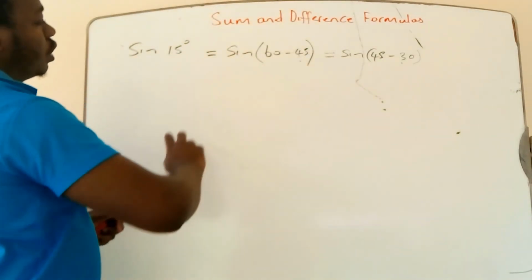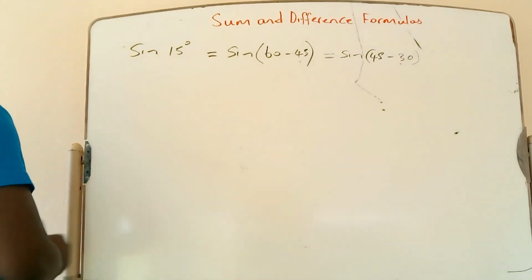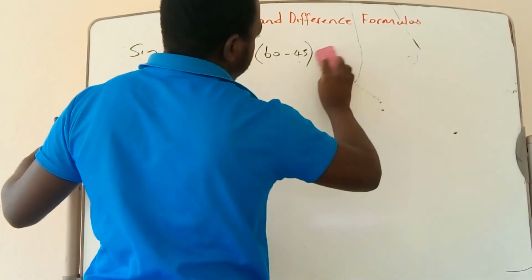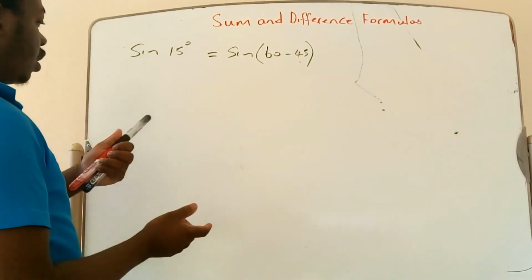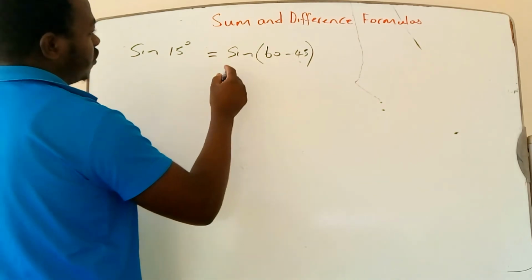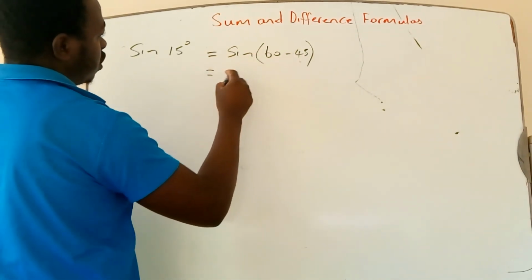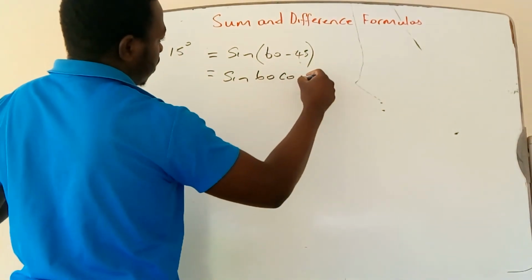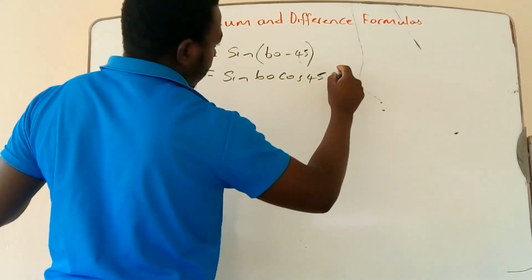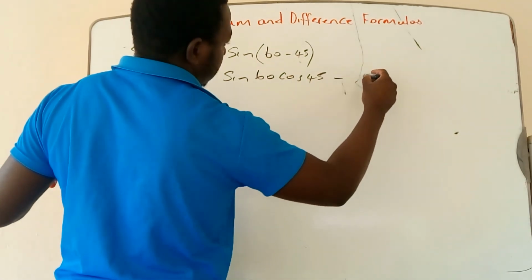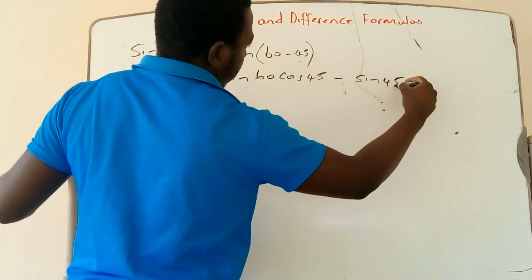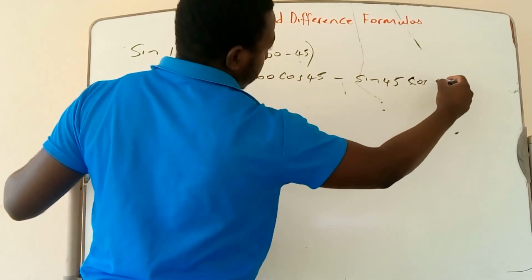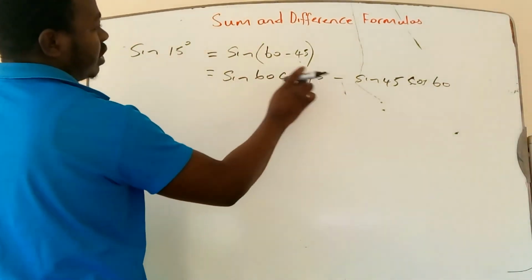But what we are going to do is use 60 minus 45 for this example here. So again, use your sum and difference formula. This is a difference. So this would equal sine of 60 cos of 45 minus sine of 45 cos of 60. So the angles alternate, right?